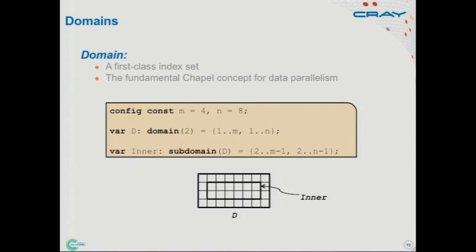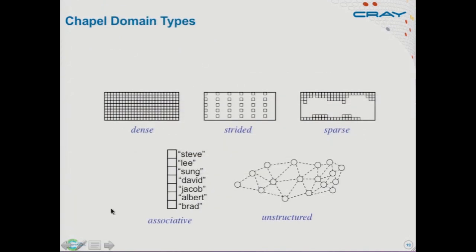Just to provide another example, this is the declaration if you wanted to declare a second domain called inner. Here I've declared this type to be a subdomain of D. This means that the indices it describes are a subset of those that D describes. And I've declared it to just be 2 to m-1, 2 to n-1. So I get, as the name suggests, an inner domain of D. Those are the most basic domain types in Chapel, and that gives you these dense rectilinear domains.